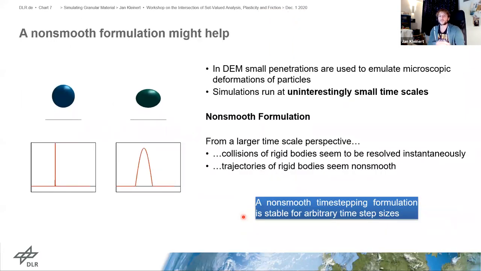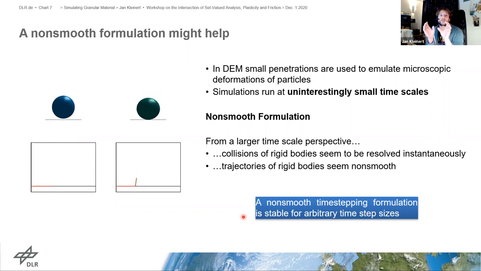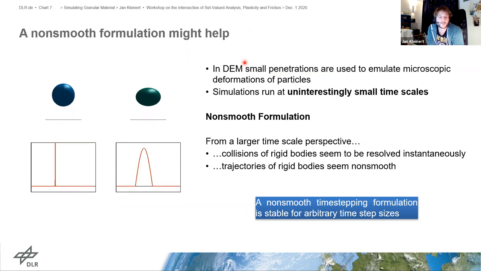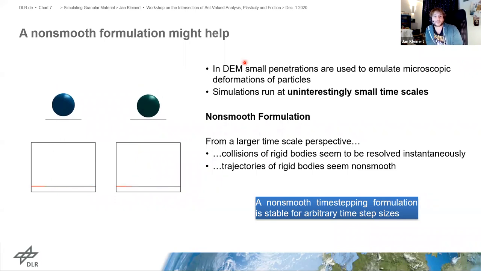Because if you think about it a little bit, in reality, two pieces of granular matter don't overlap, right? There's a small compression phase and a decompression phase. And one way to look at the discrete element method is that the small penetrations are an emulation of the compression and decompression phase. So in DEM, we have to resolve the problem at time scales that are absolutely of no interest to us from the application point of view, right? So from a larger timescale perspective, all collisions seem to be resolved instantaneously.